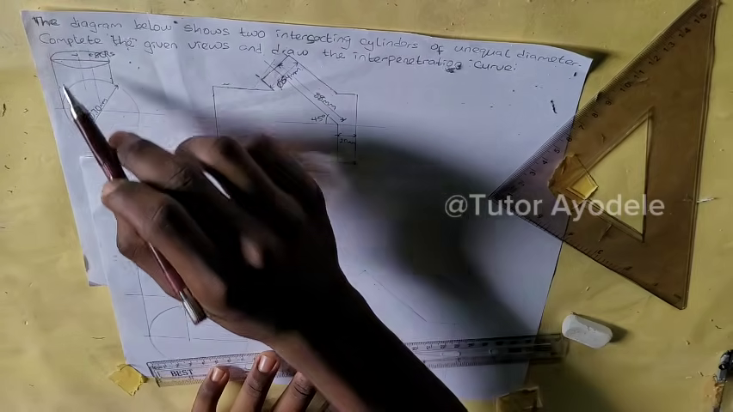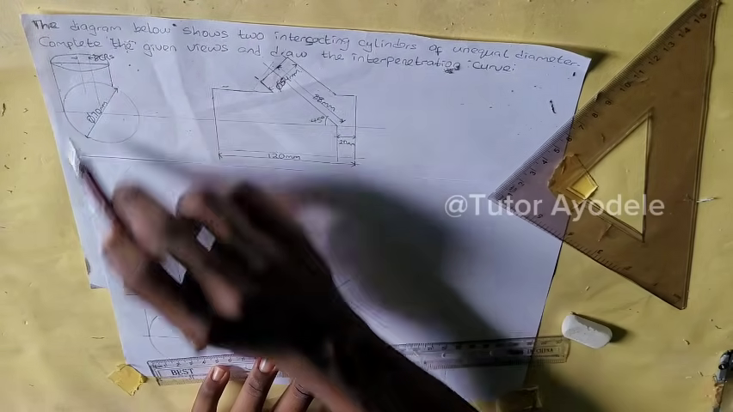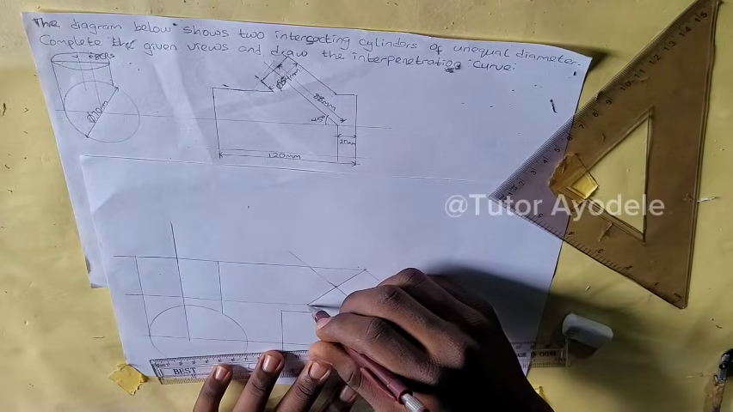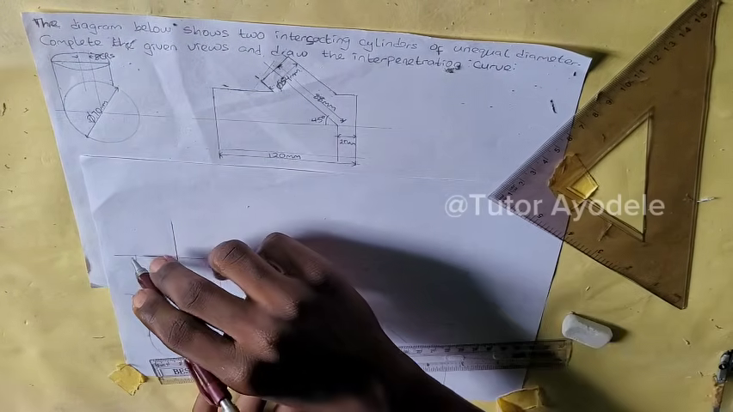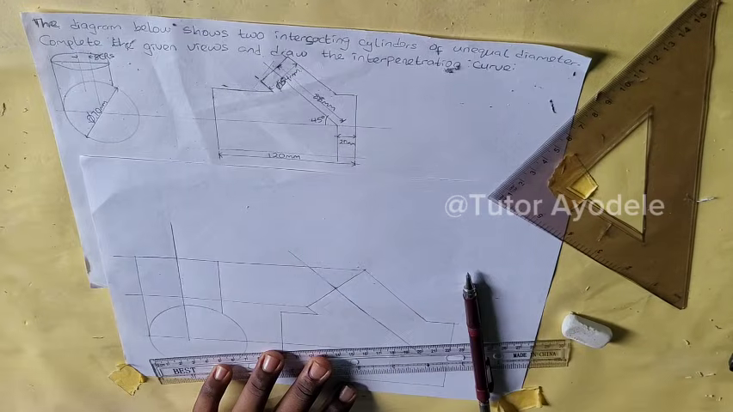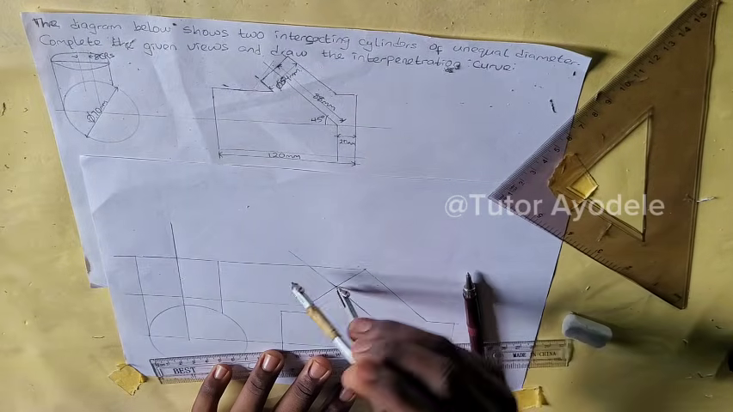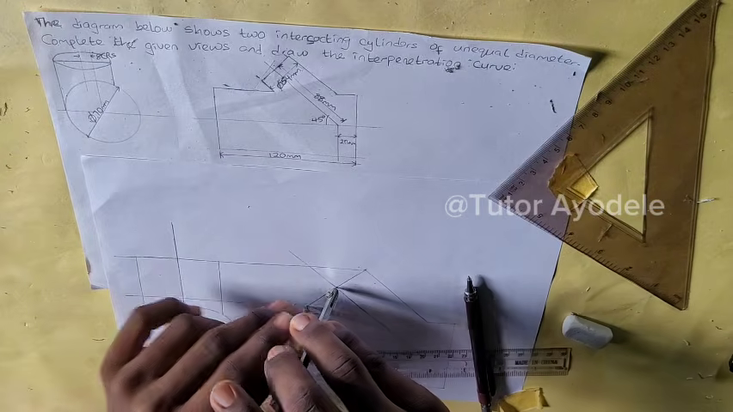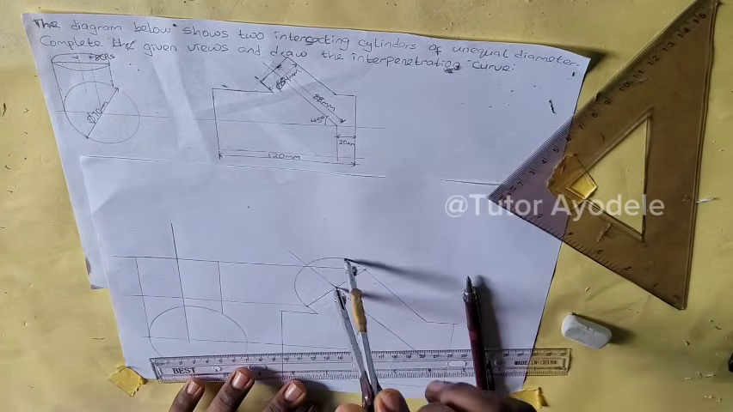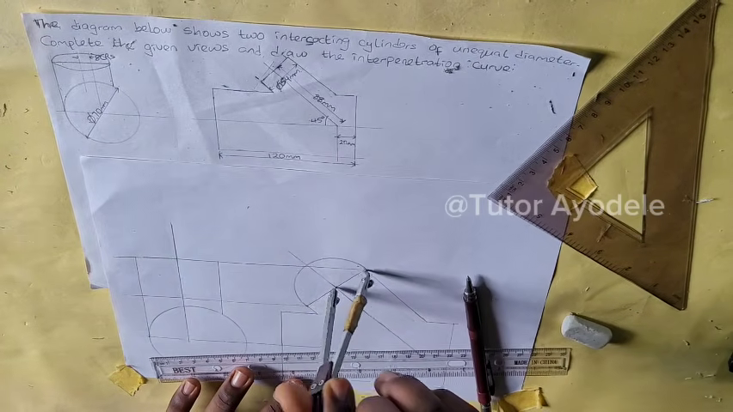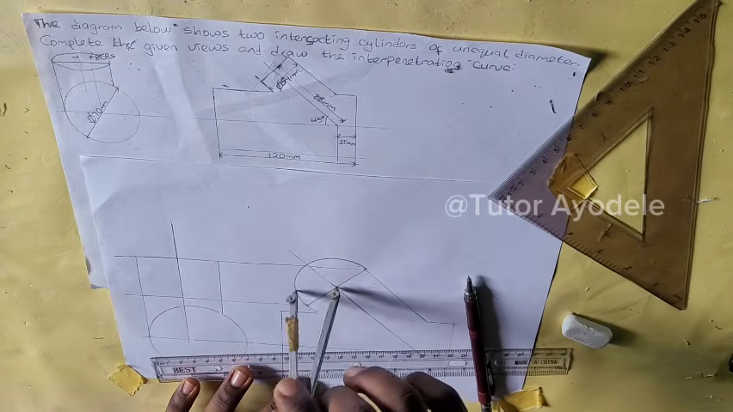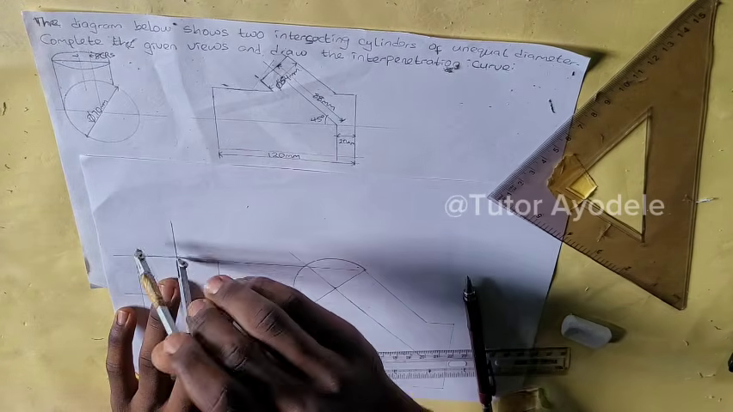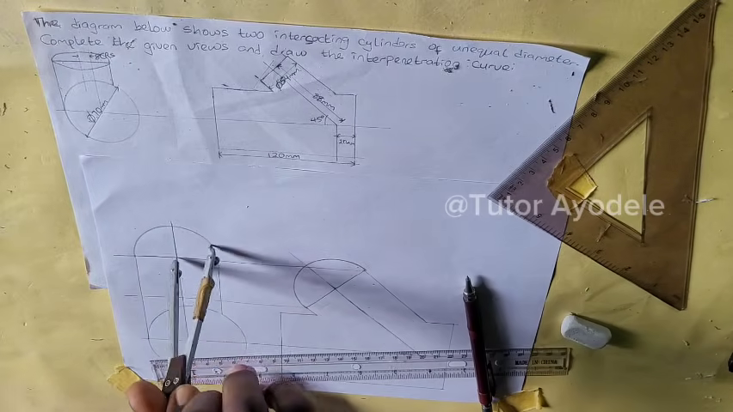Now to get this curve, this ellipse on top of this place, we are going to first of all draw a semicircle here and a semicircle here. So using my compass, I'm going to put it in the middle here. I'm going to extend it to the end. Then I'm going to draw a semicircle. I'm going to do the same thing for this side. Using my compass here, then I'm going to draw a semicircle.